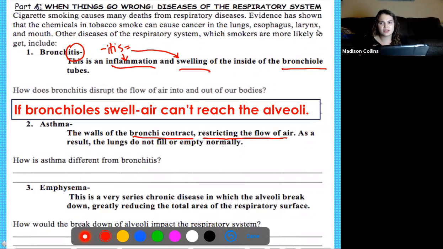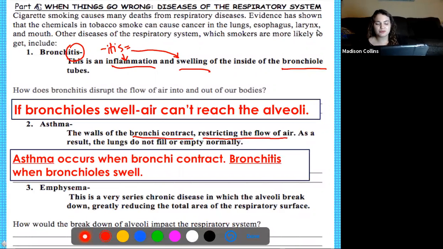Okay, so pause this video, take a look at those two definitions and figure out how are these two different? Okay, hopefully you got that asthma occurs when the bronchi contract, but bronchitis occurs when bronchioles swell. So they're similar, but they're ultimately very different diseases.